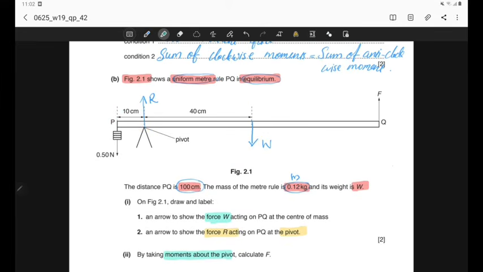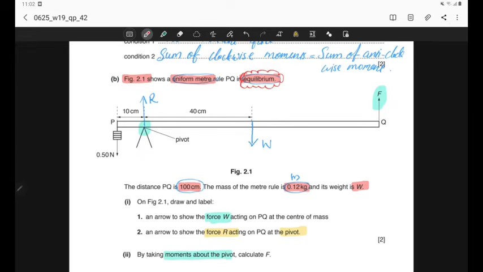So we now consider the pivot. About the pivot, by considering moments, we need to calculate this unknown force F, which is acting upward, or anti-clockwise direction, at Q. So here you can use the concept of equilibrium. As this bar is in equilibrium, the total sum of clockwise moments will be equal to the anti-clockwise moments.